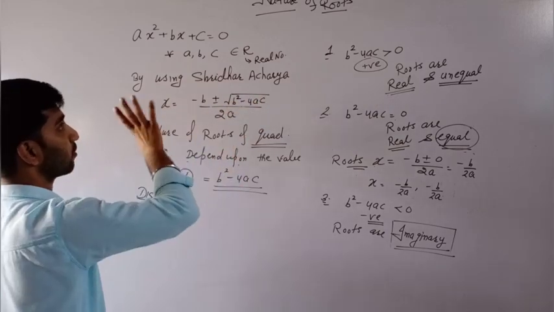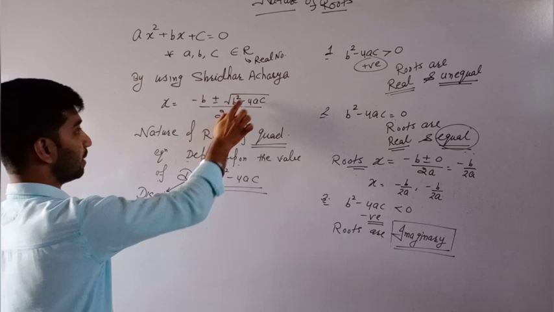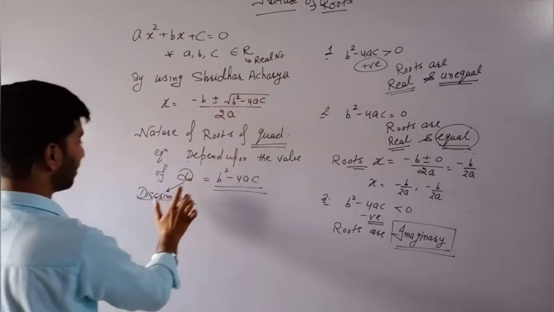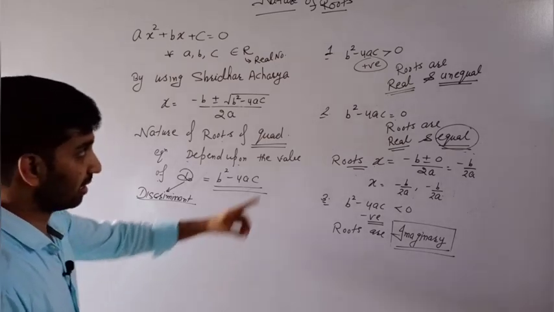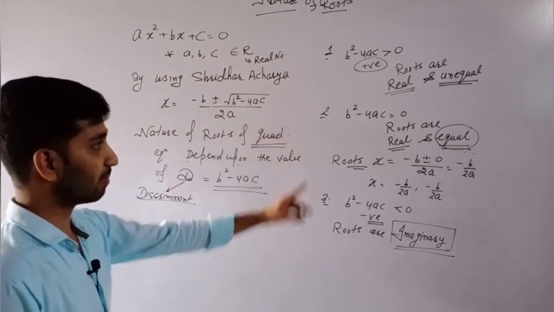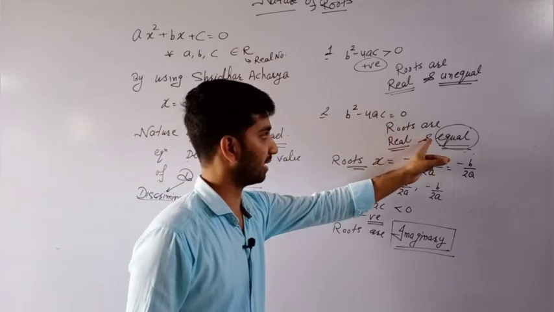It means the nature of roots of a quadratic equation depends upon this value, b squared minus 4ac, and this value is known as discriminant D. Like this, if b squared minus 4ac is positive, roots are real and unequal. If b squared minus 4ac is 0, roots are real and equal.